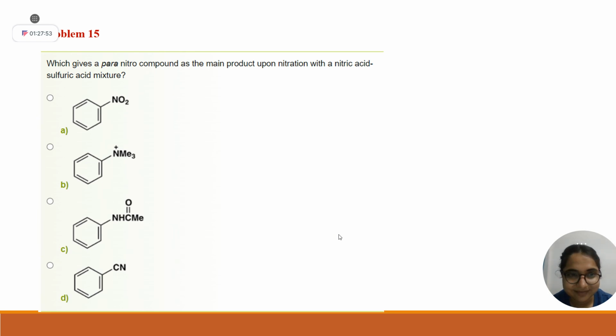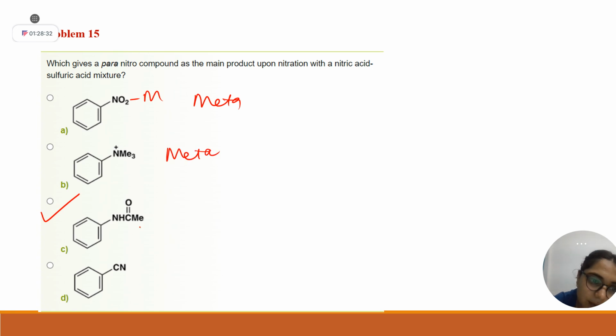Option A. Option C, ma'am. Don't hurry, just give me the correct one. Let me repeat. Which gives a para-nitro compound as the main product upon nitration with nitric acid sulfuric acid mixture? Option C. Then who told me option A first? Option C is correct. Why? Because NO2 is minus M, meta directing. Nitrogen is there, but it doesn't have a lone pair, right? So meta directing. NHCOMe has a lone pair, so it is ortho para directing.